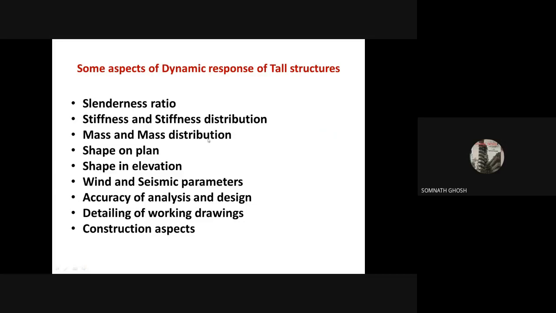Mass and mass distribution. At the lower level, mass may be very high, but as you go to the upper level, the mass will be less. So the total mass is not only important, the mass distribution is also important. Shape on plan, I told you several times, is very important from the wind point of view. Shape in elevation is extremely important from the wind point of view. And wind and seismic parameters.